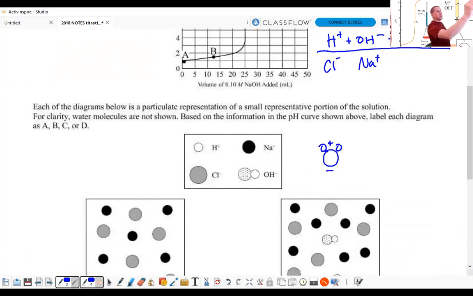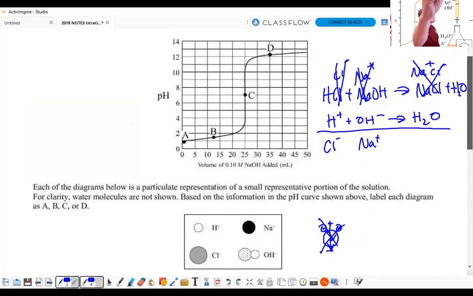So it looks like Mickey Mouse with the positive between his ears. So this would be the O, these are the H's, 109.5 bond angle, and it is polar going in that direction. So negative, always goes positive to the negative. All right, but they're not showing those. So sometimes they will, sometimes they won't. So based on the information in the pH curve, label each diagram as either A, B, C, or D.